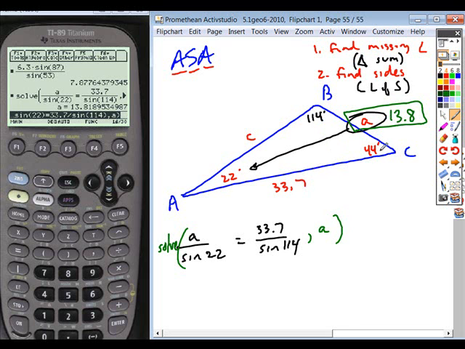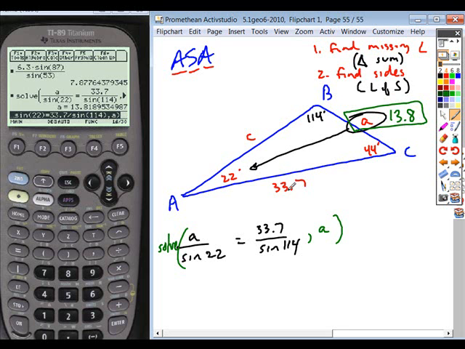Okay, and so now when we solve for C, what are we expecting to be the case for C? What length should it be between? Somewhere between what? Can it be smaller than 13.8? Can it be larger than 33.7? Okay, so you expect that it should fall within that.